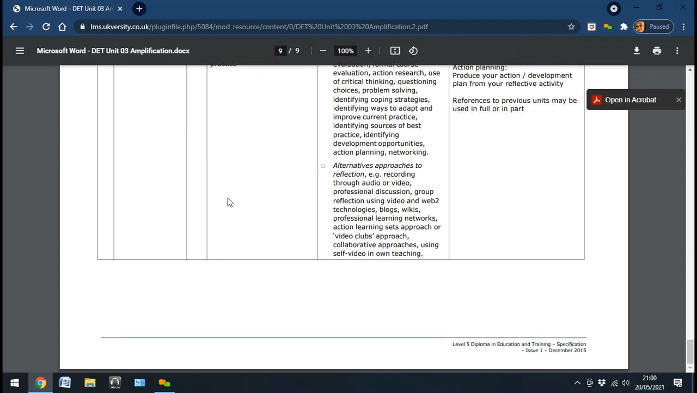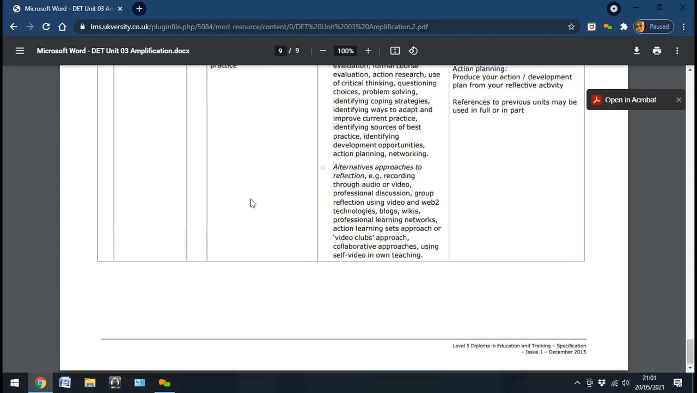Again, alternative approaches to reflection, for example, recording through audio or video, which is what we do, and that is then looked at at some point. A group of teaching sessions will be sent to me, and I will look through those and do a report on each one, and that will go back to the teacher or the assessor for their views on that.